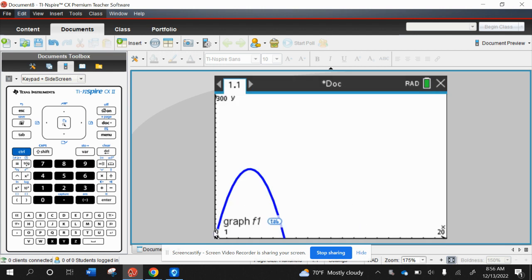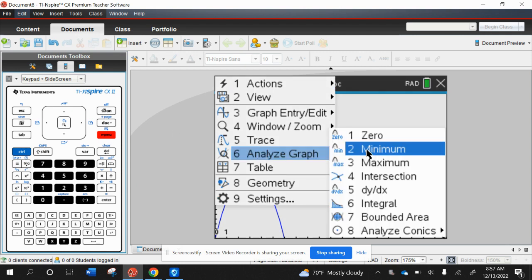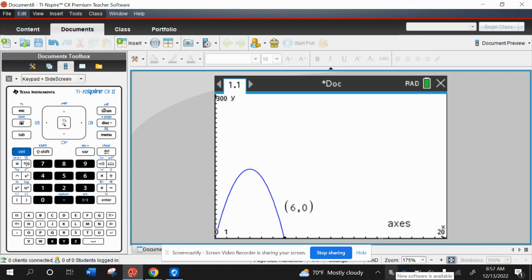All right. So now we can see the path of our ball, and we want to find this point right here when it hits the ground. So we're going to go to menu, analyze graph. We want 0. Click, drag, and that verifies that 6 is correct. All right. Let's take a look at the next example.